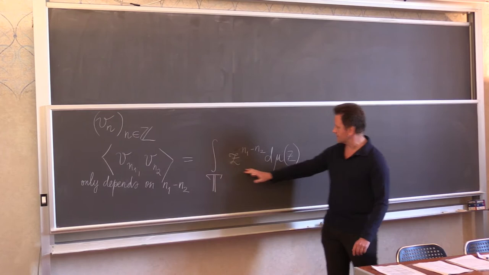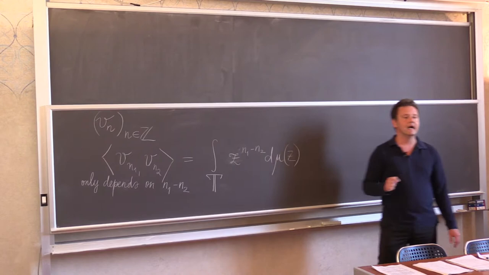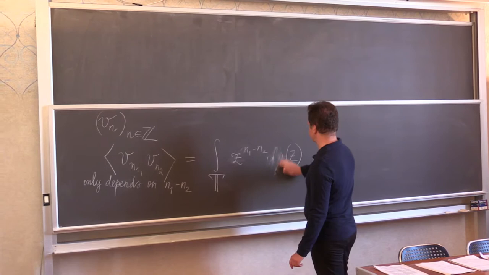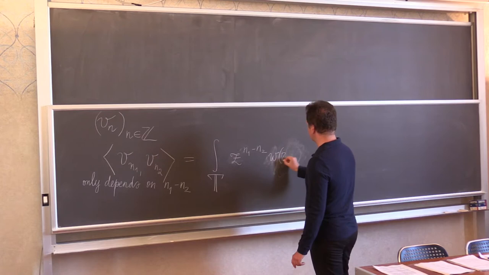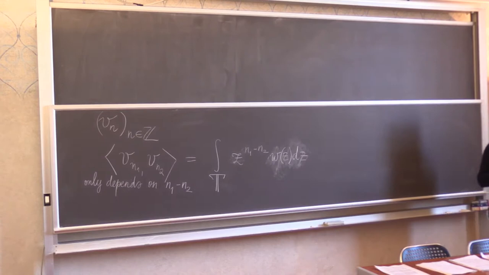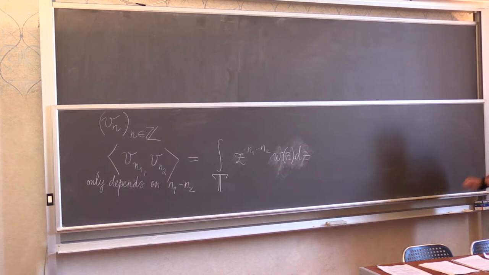So the measure, we will always assume it to be absolutely continuous, so I write W of z dz. So this will be just my situation. Singular components are a separate group of theorems, which explain the role of singular components, but this will not be a situation of interest for us.